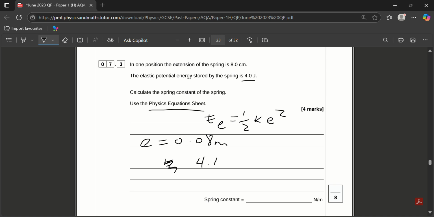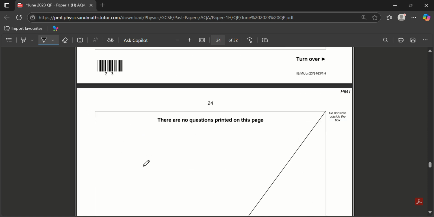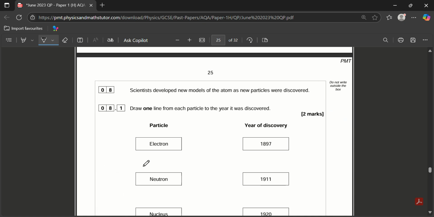Therefore, the elastic potential energy we know is 4 joules. So 4.0 equals 1/2, got to find the spring constant, leave that as k, times 0.08 squared. Rearranging for k, we should get a value of 1,250 newtons per meter.